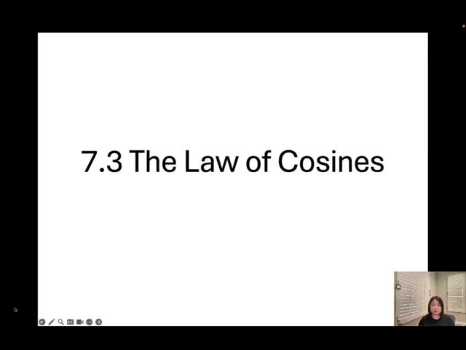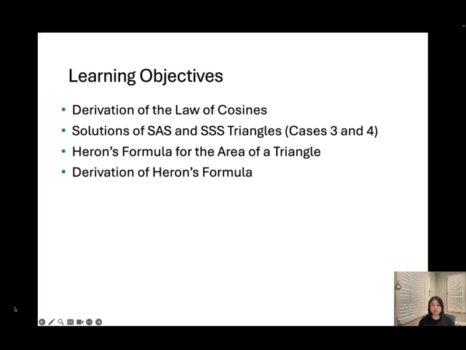Section 7.3, the law of cosines. For these sessions, we will use the law of cosines to solve case 3 and case 4, the SAS and the SSS triangles. And we'll also be introduced to Heron's formula for the area of a triangle.